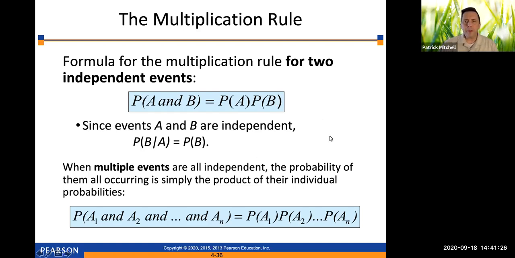And then when multiple events are all independent, the probability of them all occurring is simply the product of their individual probabilities. The probability that A1, A2, A3, and so on up to An all happen is equal to the probability of A1 times the probability of A2, times the probability of A sub n.